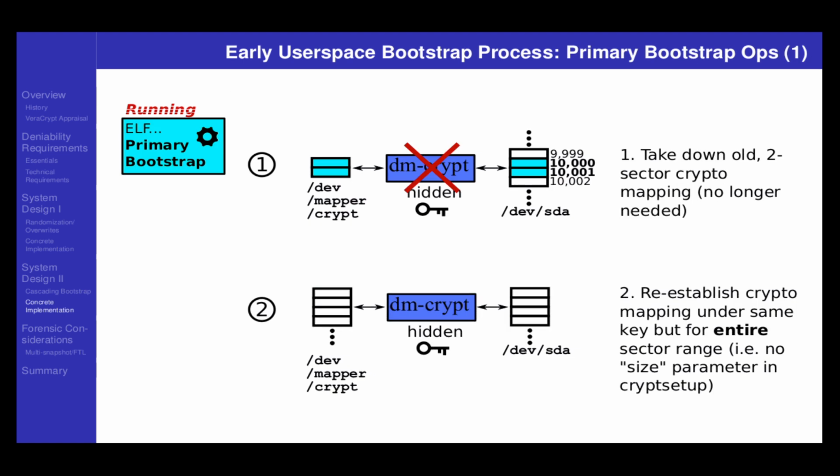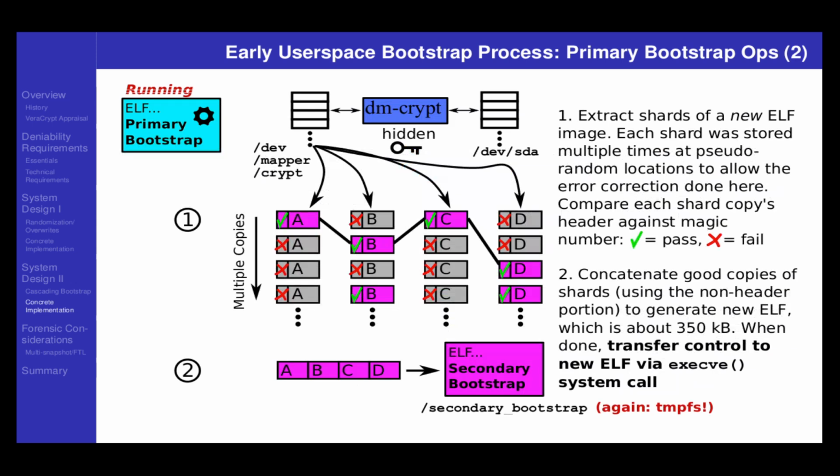Okay, great. What does it do? The first thing it does is it takes down the cryptographic mapping, dm-crypt. It reestablishes basically the same mapping, but this time, instead of just the 2 sectors, which the user had done, the entire disk. And it does that so that it can scan the entire disk, looking for shards of a secondary executable.